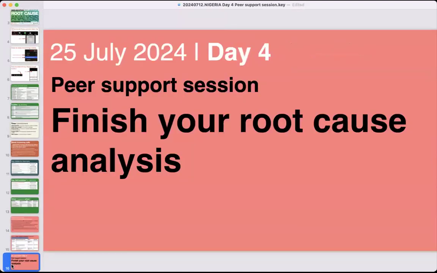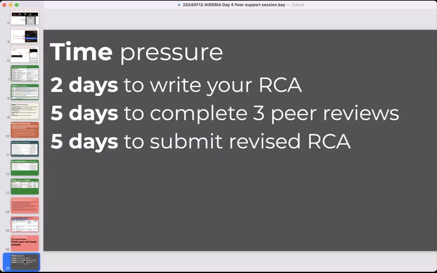Okay, once again, we want to encourage you: if you have been able to join this session today, there should be no reason for you not to be able to finish your root cause analysis. I think everything is being done for you to obtain all of the support and help that you need to do so. There is time pressure. Yes, we have just 2 days to write your root cause analysis, 5 days to complete peer reviews and 5 days to submit a revised version. But with the right time management, you should be able to make it to the end without any difficulty.